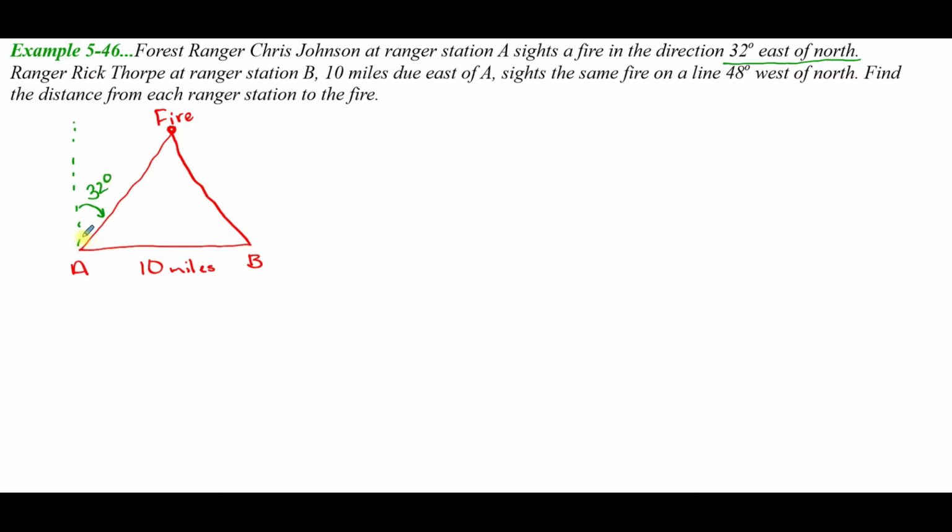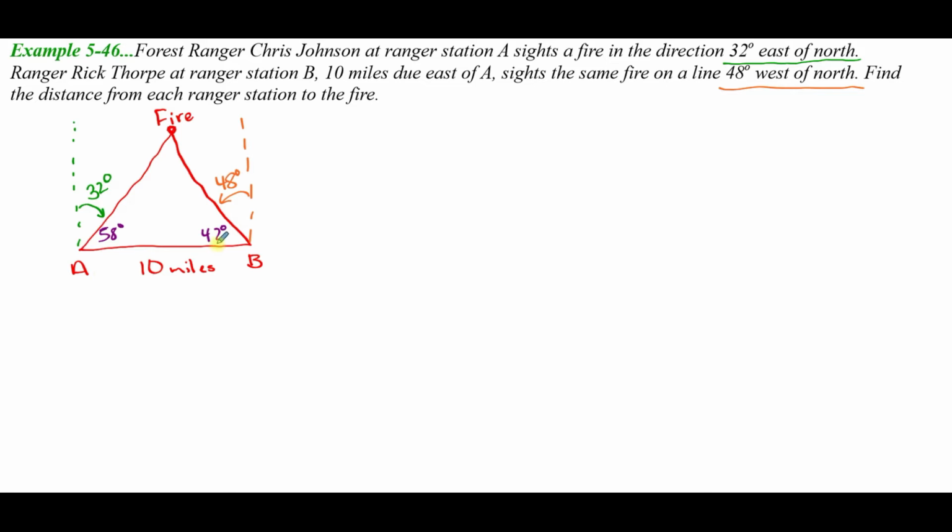So we know that this is going to be a right angle here because north, south, east, west are perpendicular. So we can find the angle inside the triangle by doing 90 minus 32, and we're going to get 58 here. All right, so then the second one, remember it says 48 degrees west of north. So again, north is going to be straight up. So west is this way, and this is 48 degrees. Again, I'm going to think this is a right triangle, so if I do 90 minus 48, we're going to get 42 degrees in here.